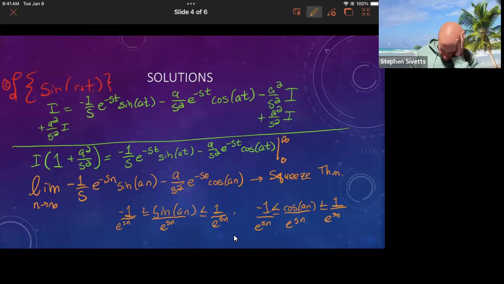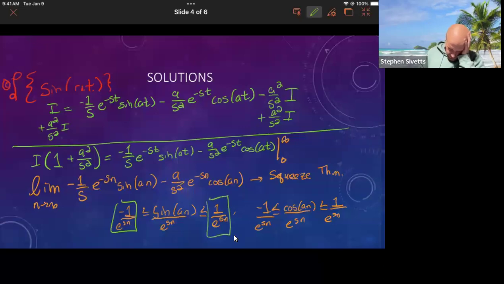Okay. And just look at the limit of the endpoints, right? This limit is 0 as n gets bigger, so this goes to 0 and this goes to 0. Therefore, by the squeeze theorem, this limit will go to 0.